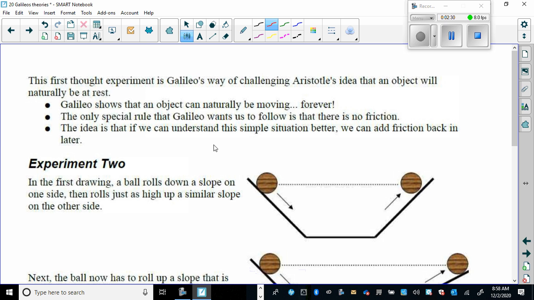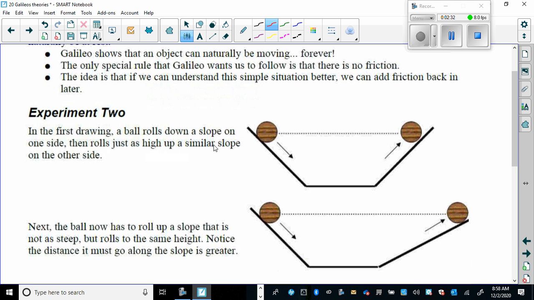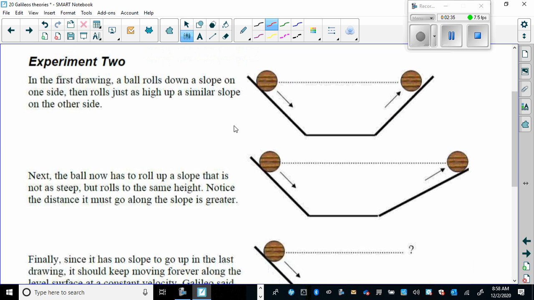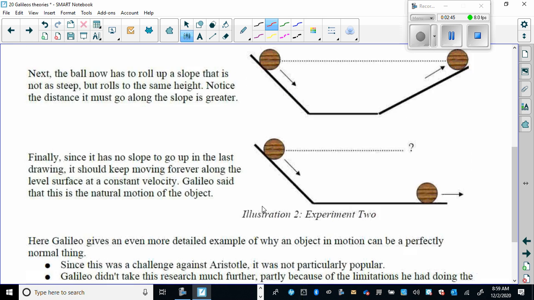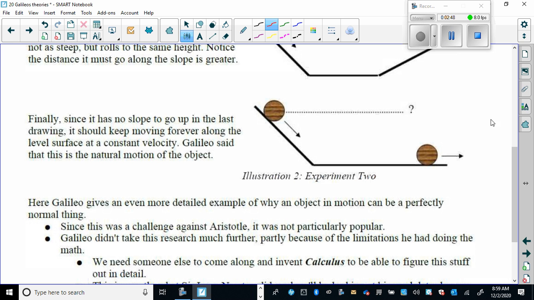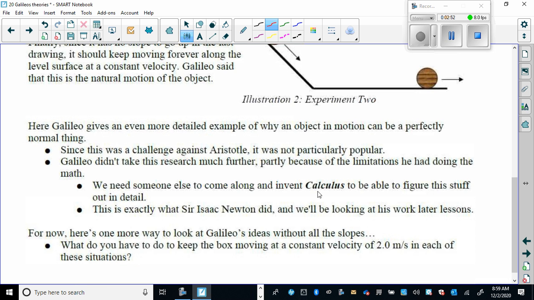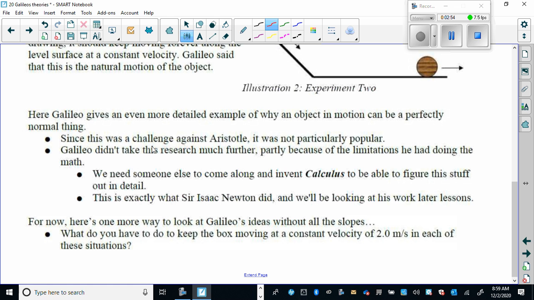Okay, you can look over these experiments. Again, very logical. You set a ball going down the slope, it's going to go up to the exact same height. If you reduce the angle here, it's still going to go up to the same height. And then if you don't have another side right here, what's it going to do? It's just going to keep going at a constant velocity. So this is a very important concept, that the natural state of objects is to be either stationary or moving at a constant velocity.